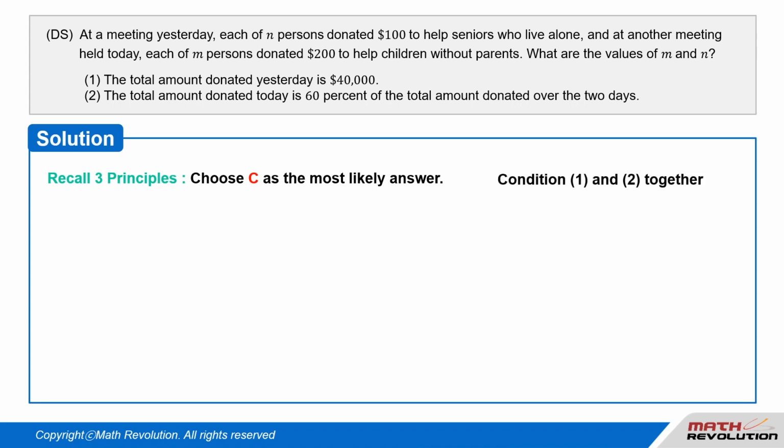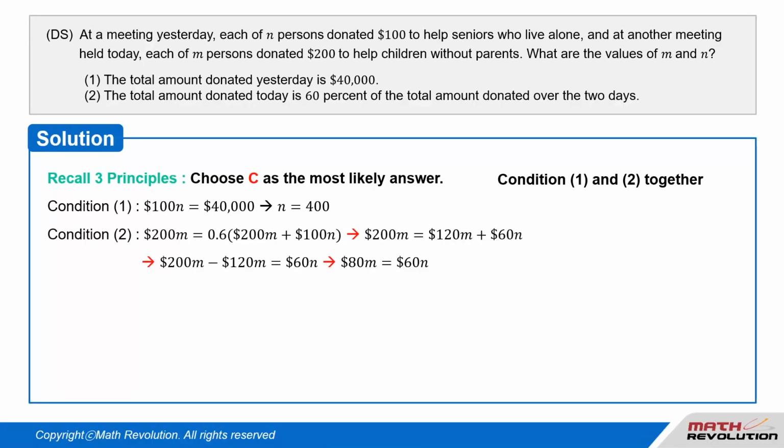Let's take a look at both conditions together. Condition 1 tells us that $100 times N equals $40,000. Rearranging the equation tells us that N equals 400.